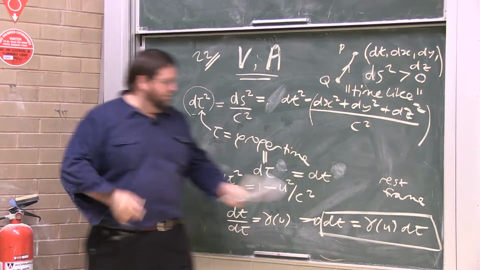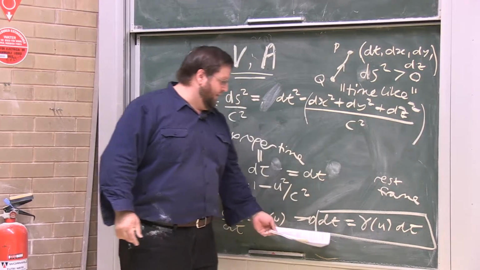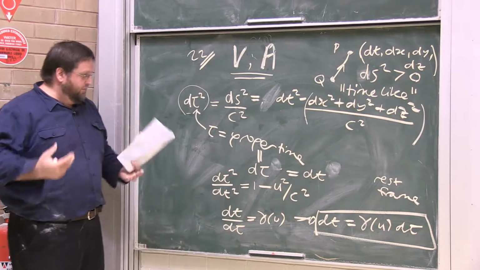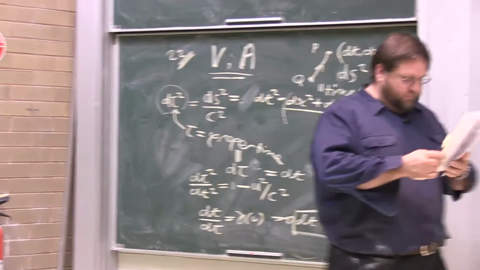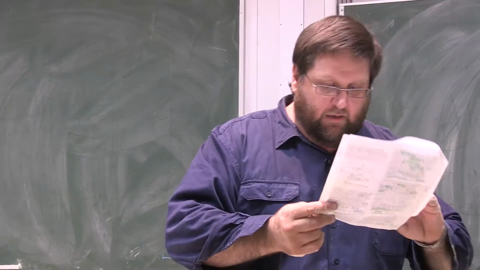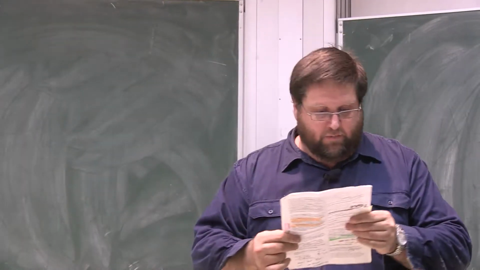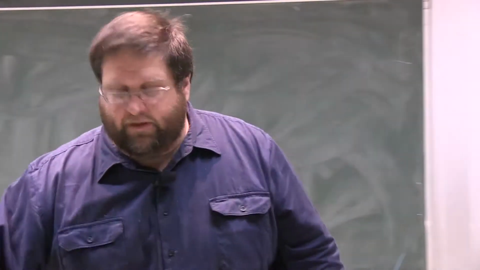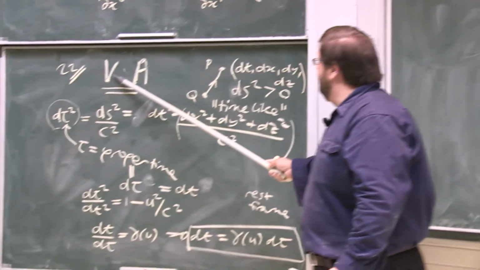The time elapsed in the frame attached to the particle needs to be multiplied by the gamma factor to get the time elapsed according to some arbitrary inertial frame. This is a second way of demonstrating that d tau is the proper time. Again, I emphasize that proper time is a very, very natural way to parameterize the motion of point particles through space-time.